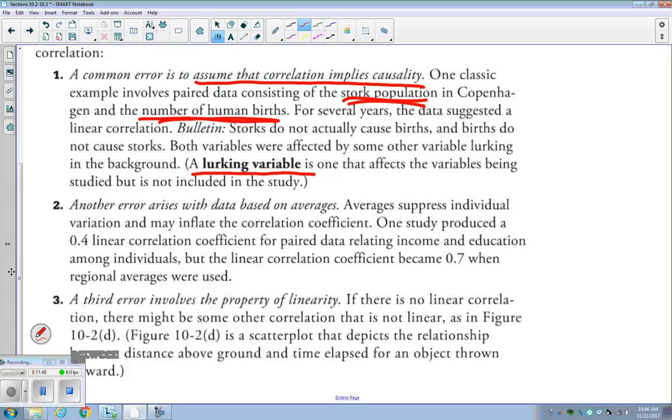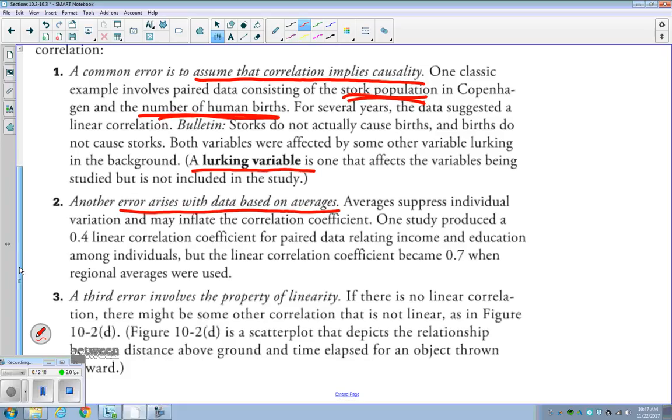We should not use data which are averages, because the averages don't look at the variation of the individual data, and our correlation coefficient usually comes out much higher. So we don't want to look at averages because it suppresses individual data. Okay? And the third error involves the property of linearity. There's really no linear correlation. There might be some correlation, but there's not a linear correlation. So that's the 3 errors we usually see.